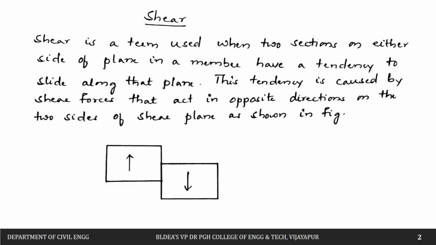Shear is a term used when two sections on either side of a plane in a member have a tendency to slide along that plane. So if you see the figure, this is one section we have, this is another section we have. These two sections have a tendency to slide along this plane. So this is what we call a shear.